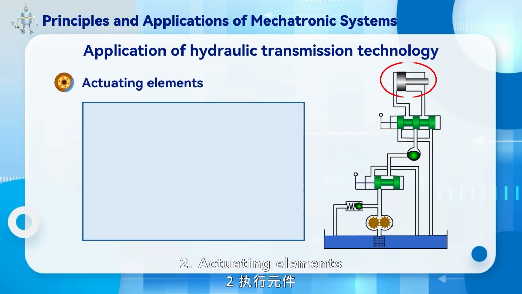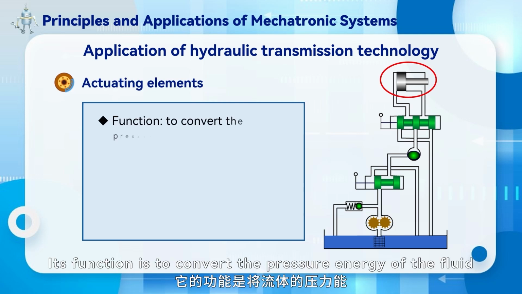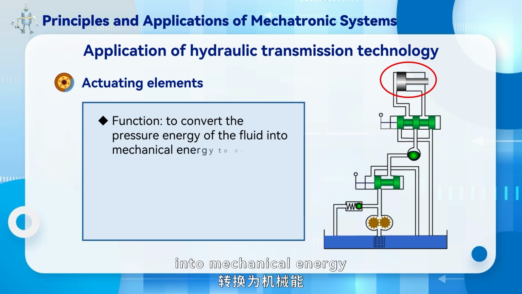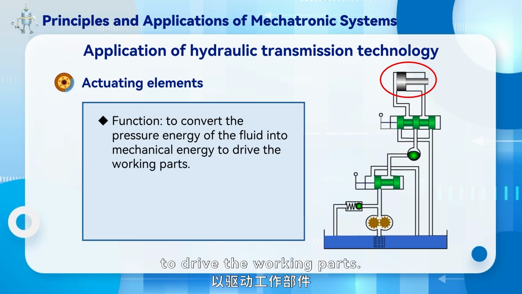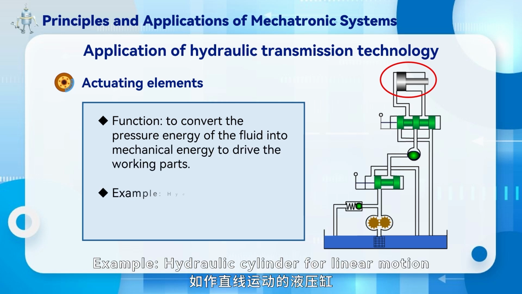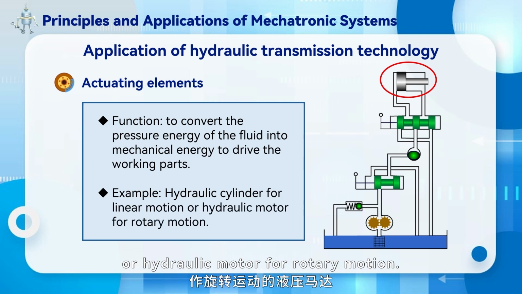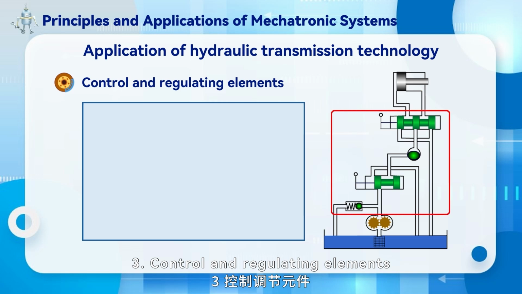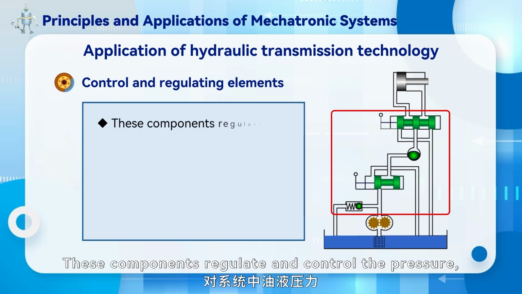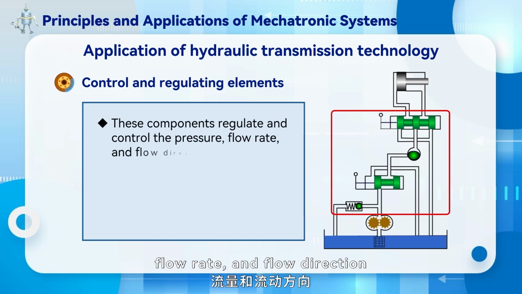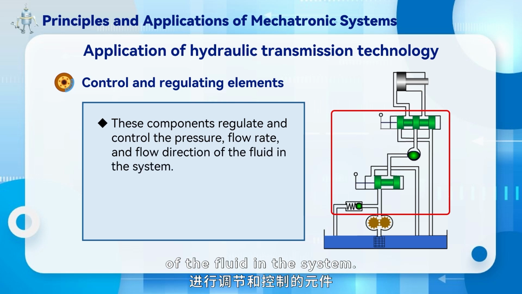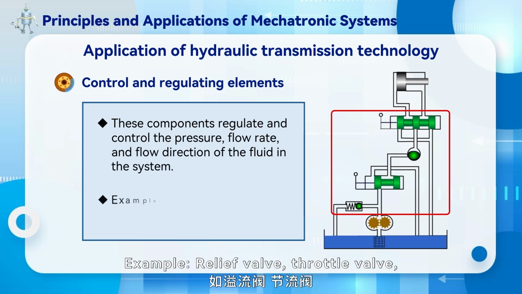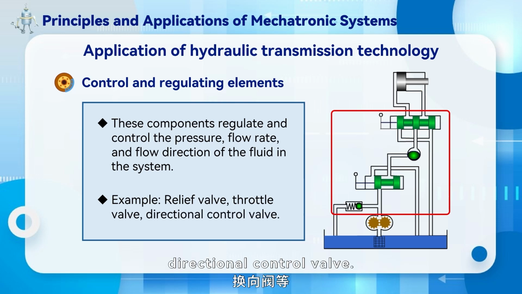2. Actuating elements. Its function is to convert the pressure energy of the fluid into mechanical energy to drive the working parts. Example: hydraulic cylinder for linear motion or hydraulic motor for rotary motion. 3. Control and regulating elements. These components regulate and control the pressure, flow rate, and flow direction of the fluid in the system. Example: relief valve, throttle valve, directional control valve.